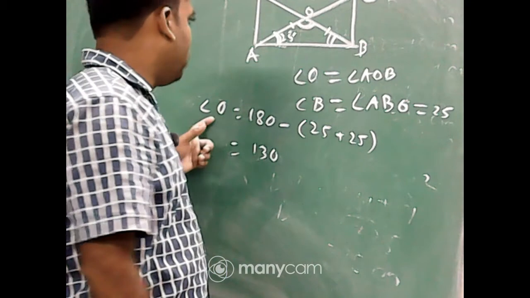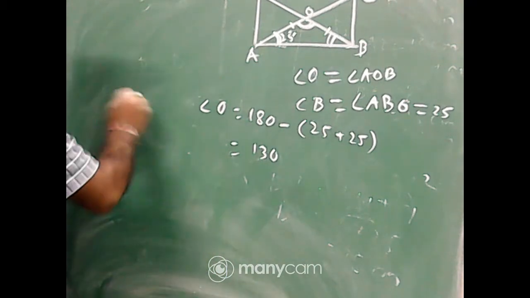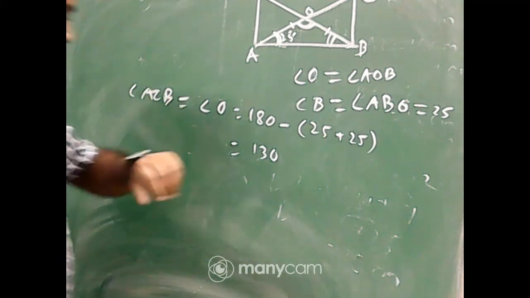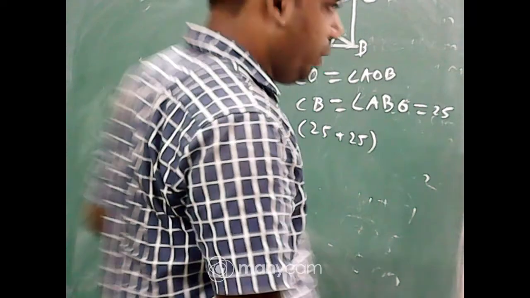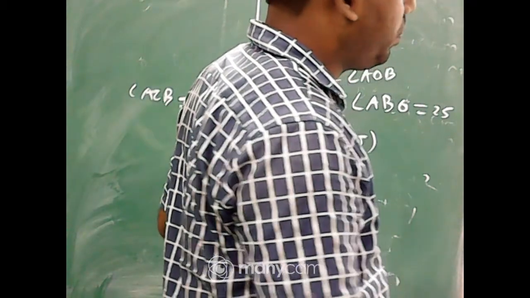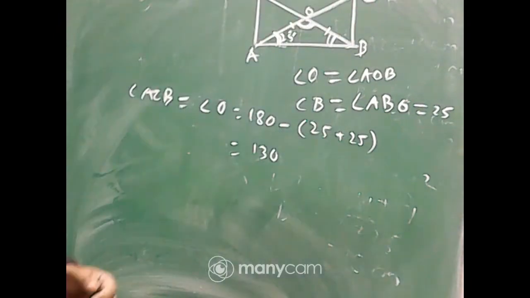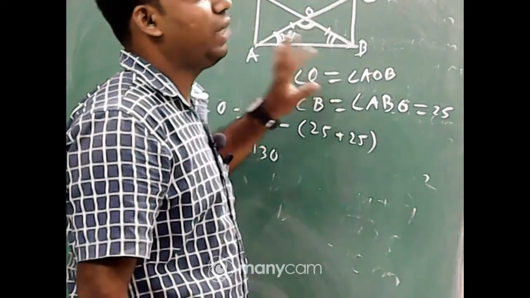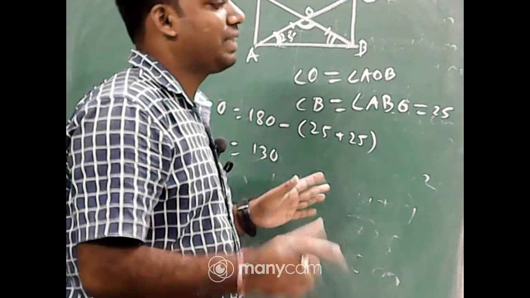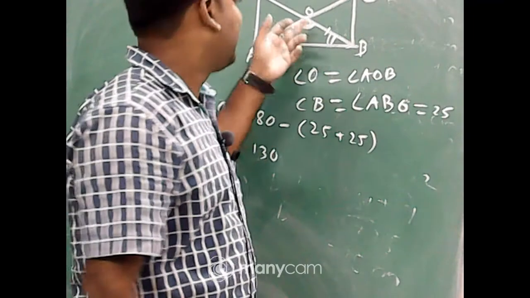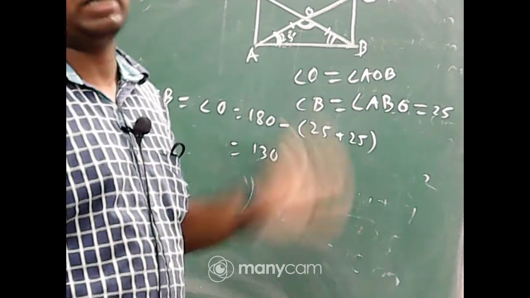So angle AOB will be 130 degree. Ronit Datta, how can you get 130.4? As it is 25 degree, the other will be 25 degree because in an isosceles triangle the base angles are equal. 25 plus 25 is 50. That angle must be 180 minus 50, that is 130.